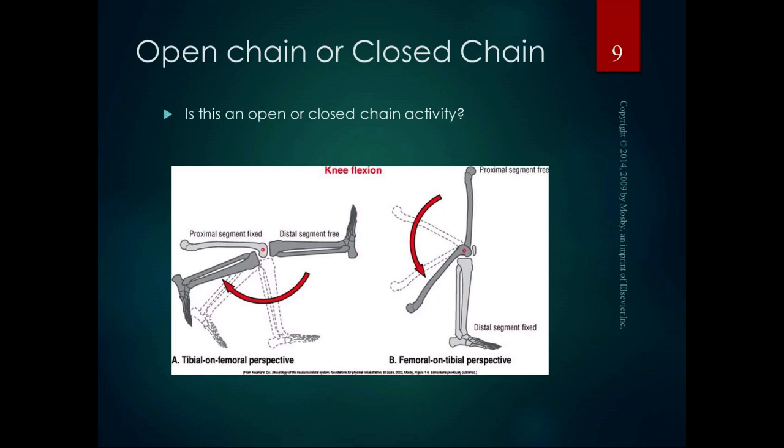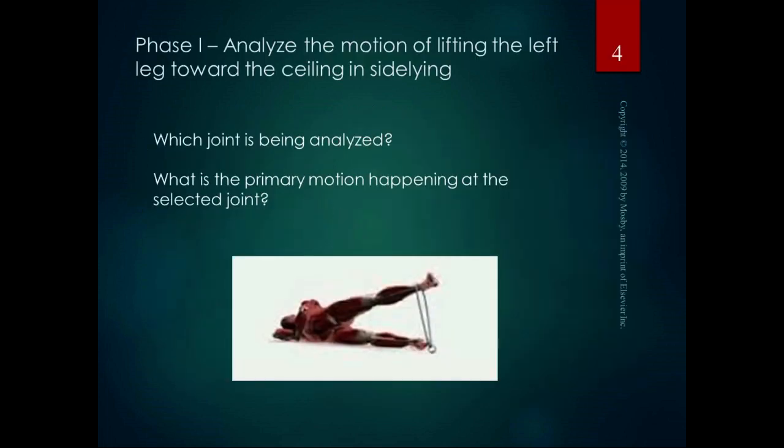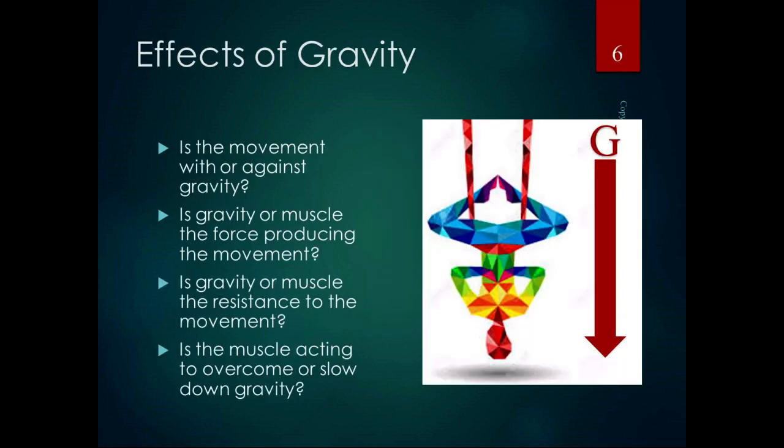So we can go through that same analysis. I'm going to go back to the beginning of this. Phase 2 on the worksheet is to analyze the motion of lowering the left leg from the raised position. So it's still the hip being analyzed. The primary motion happening is hip adduction. The hip is returning to anatomical position. Okay, it's still in the frontal plane with the anterior-posterior axis. That doesn't change. This time it's going with gravity.